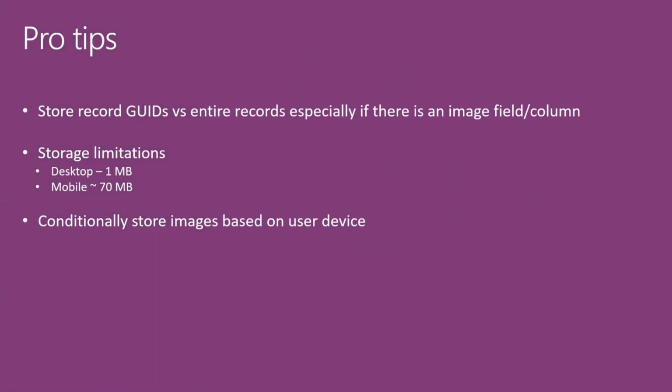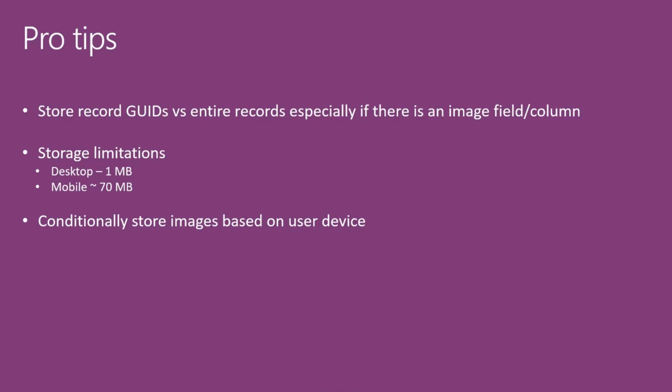So if you have records, especially ones that have image fields in them, don't store the entire record, right? You can just store the GUID. And when you load the app again, you can find the GUID, do a lookup, and then get the full record. This is important, especially when you are on desktop, because the storage limit is limited to 1 MB. And most of the pictures that we take these days are more than 1 MB or very close to 1 MB. So if you take one picture, you're done.